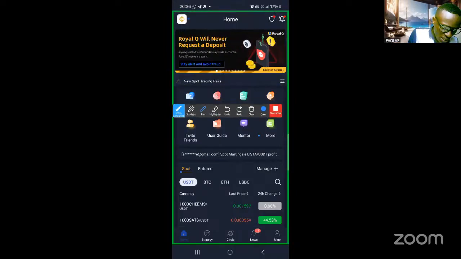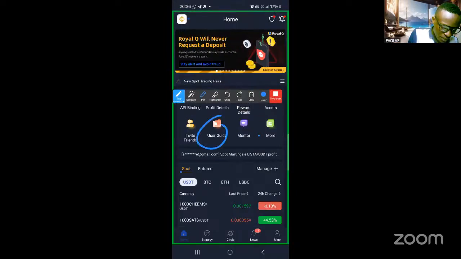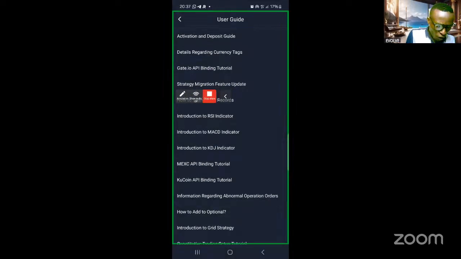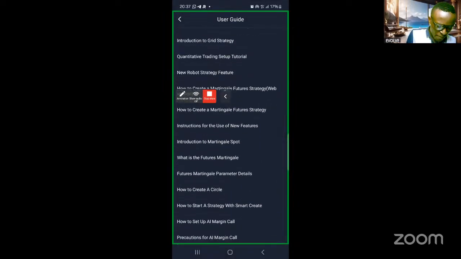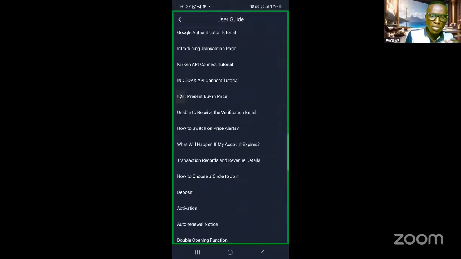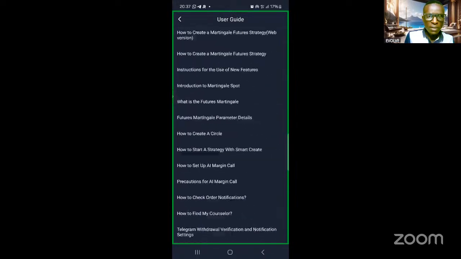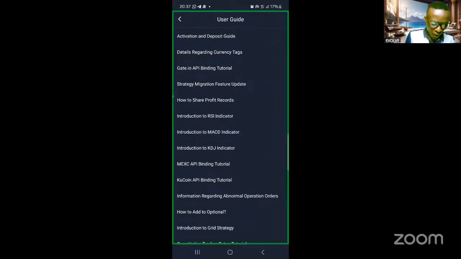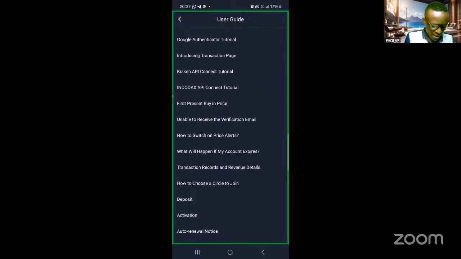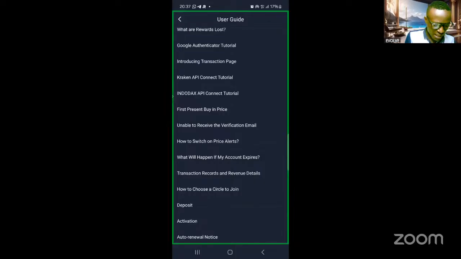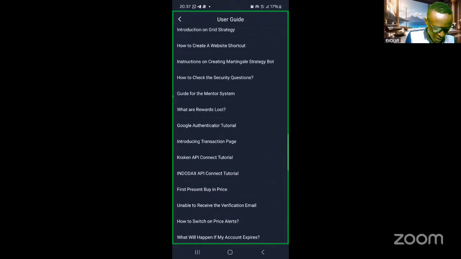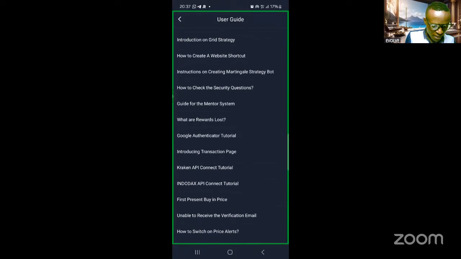We are still on our user guide here. If I want to profit, if I want to trade using Royalq, all these are instructions on how Royalq works. These are all guides. They are right here in your phone. You can come and choose a topic you want.